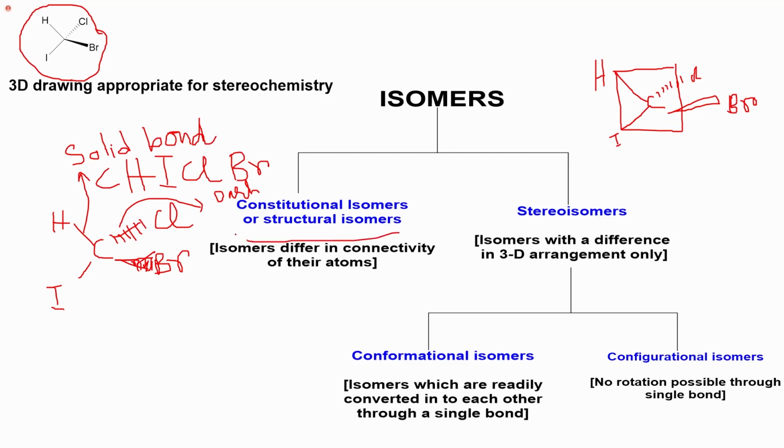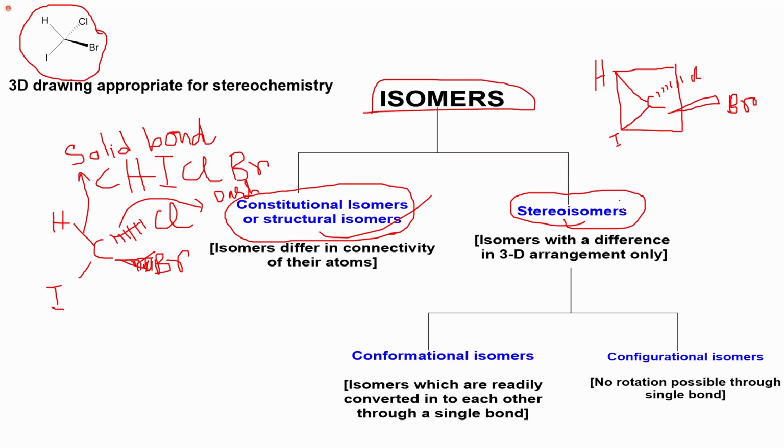So this is called constitutional isomer or structural isomer, and this is a stereoisomer. Okay, so isomers can be divided in two ways. So what are the isomers? One is the constitutional isomer or structural isomer, and another one is the stereoisomer. Now, what is the constitutional isomer or structural isomer? Isomers that differ in connectivity of their atoms.